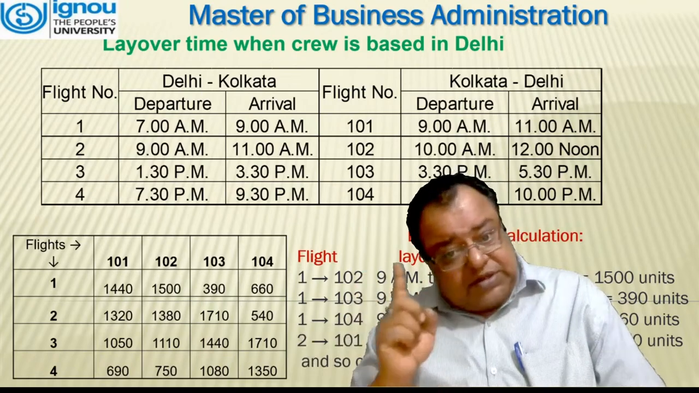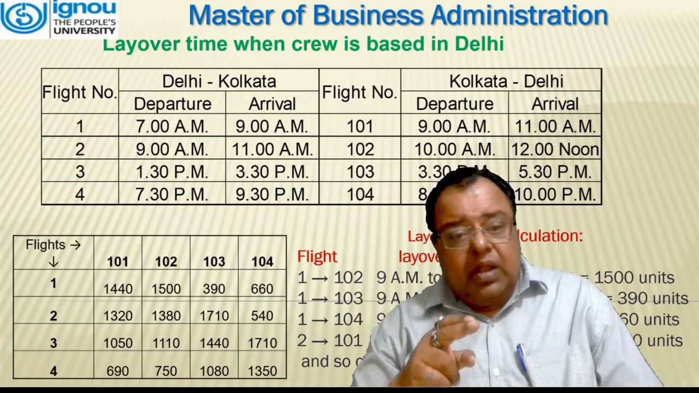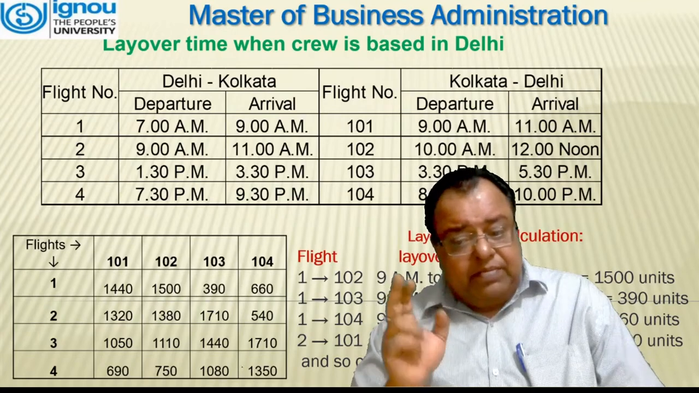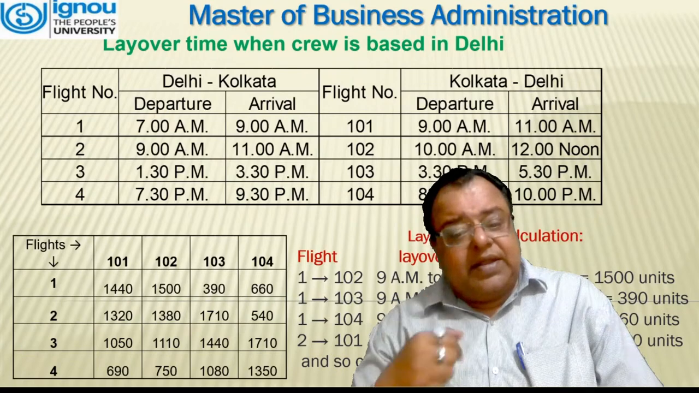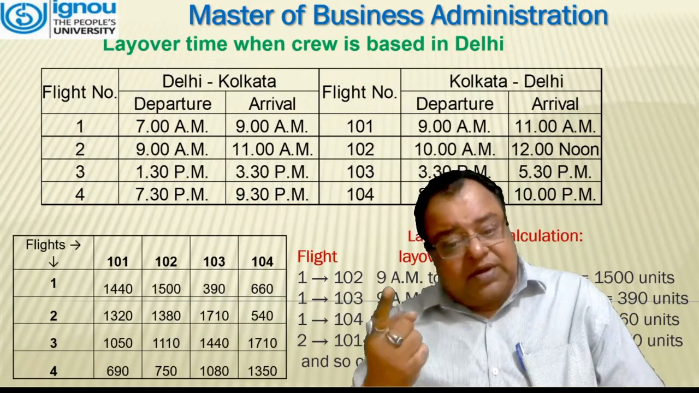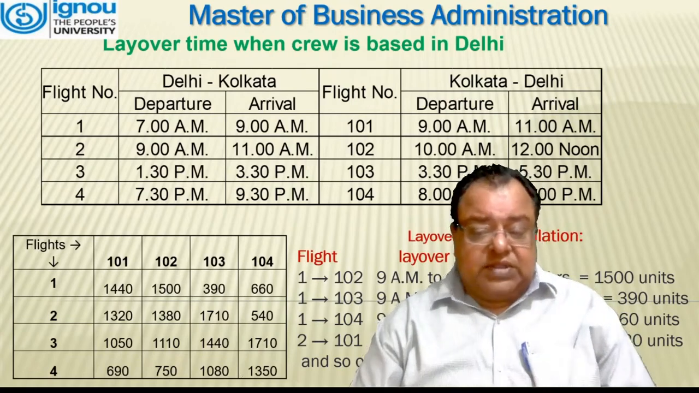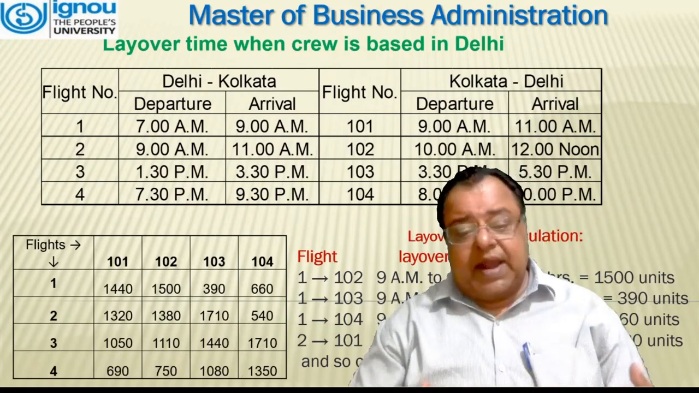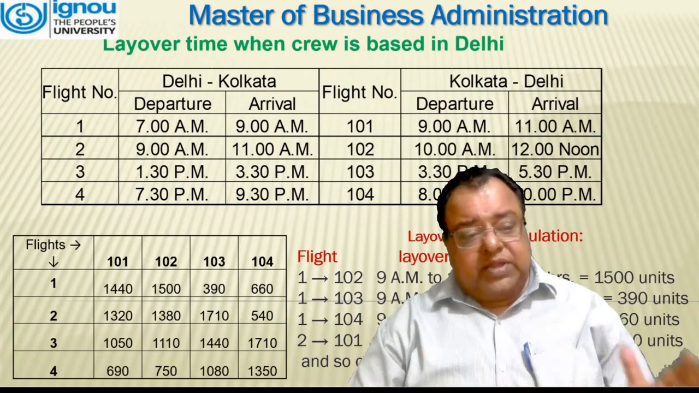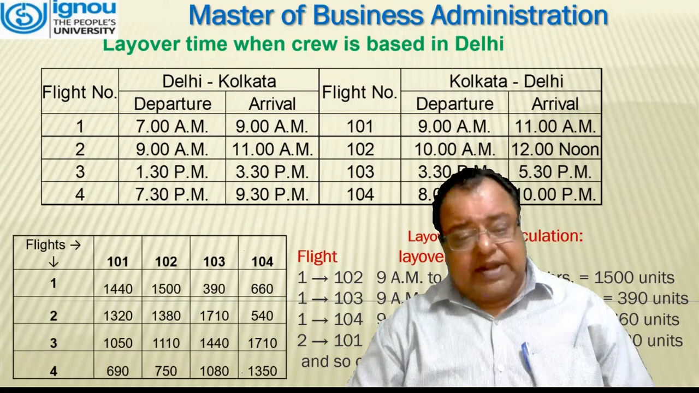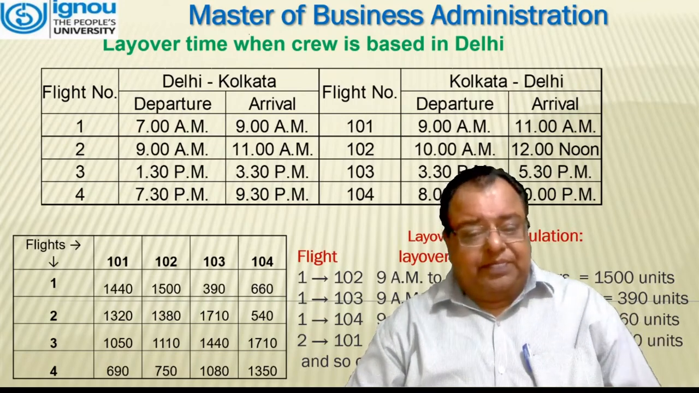Flight 1 to 104, that is 9 a.m. to 8 p.m., 11 hours. That is 660 units. And for 2 to 101, that is the complete rotation. That is 22 hours. That comes out to be 1320 units. And we will be calculating this layover time for all the flights. So the matrix, which is on the left side of the screen, is converted into the layover matrix.